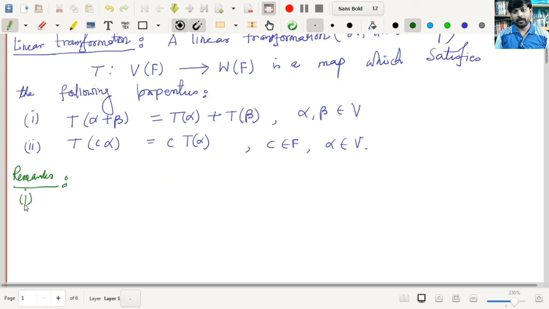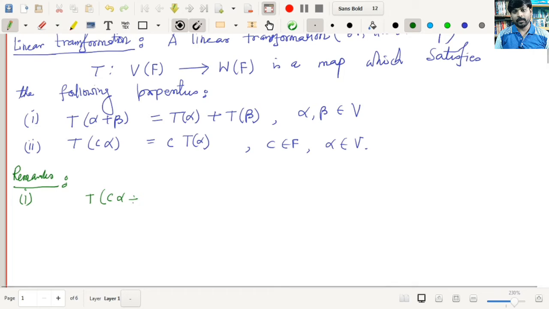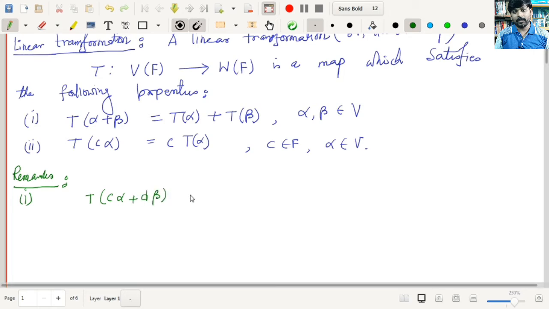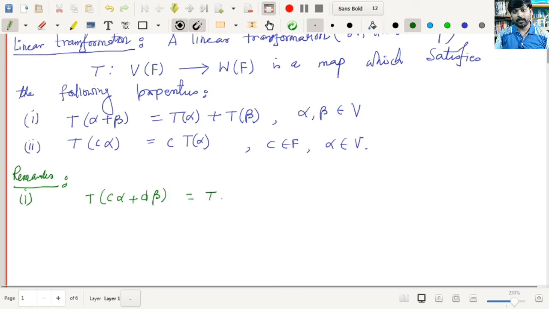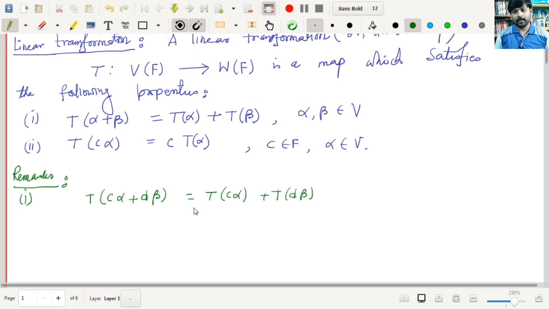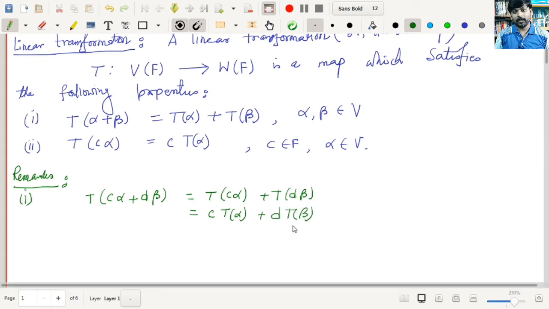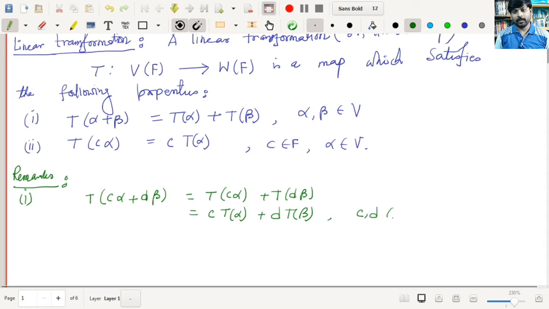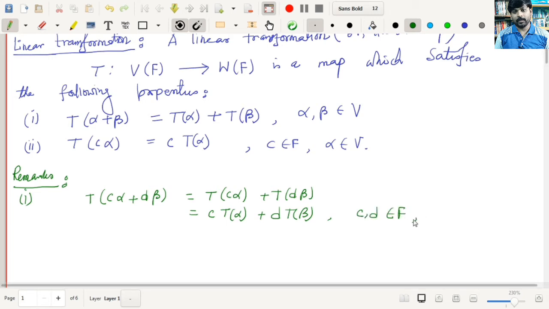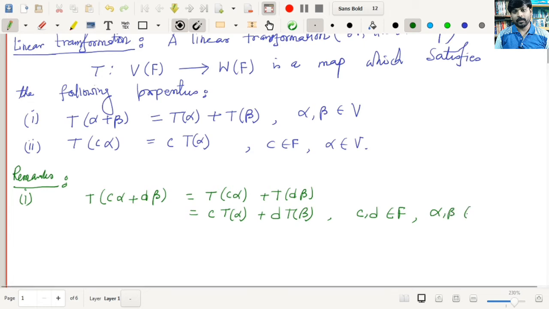The first remark: we observe that T(C alpha + d beta) = T(C alpha) + T(d beta), and this can be written as C T(alpha) + d T(beta), where C and d are two scalars and alpha and beta are two vectors.